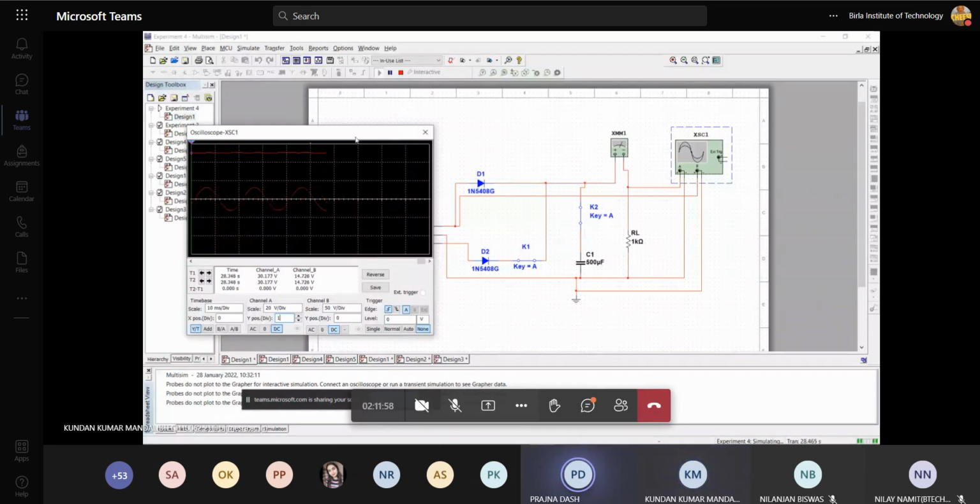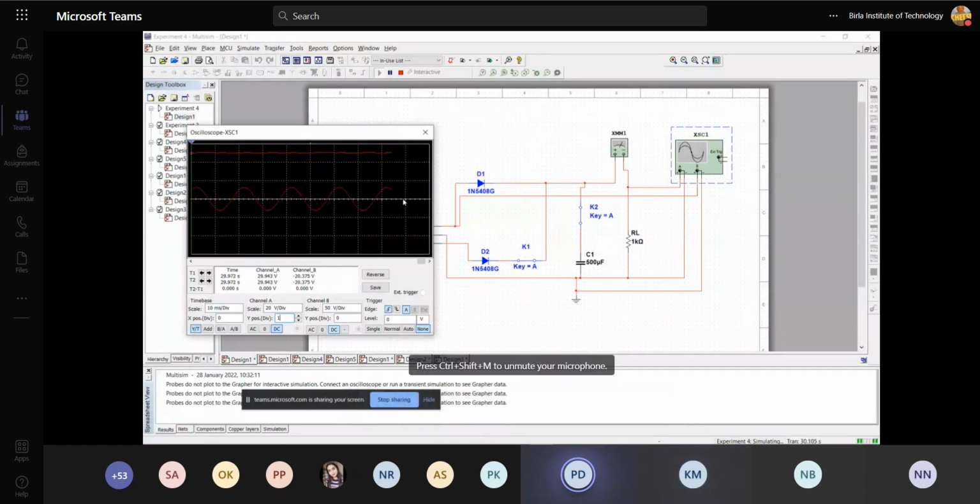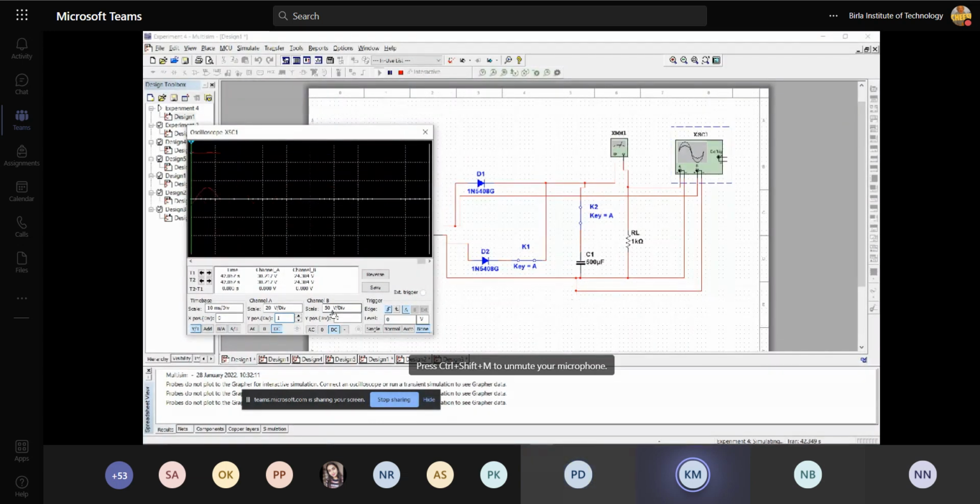If you change the scale, it will be clearly visible if any ripple is there, which could be calculated. Ma'am, which scale should I change, channel A or channel B? Where you have taken the output, channel A. Now this is the input. In channel B you have taken the input. Yes, ma'am, channel A is the output. The capacitor is connected to channel A only. Stopping it right now.